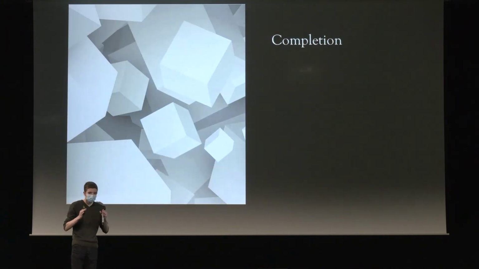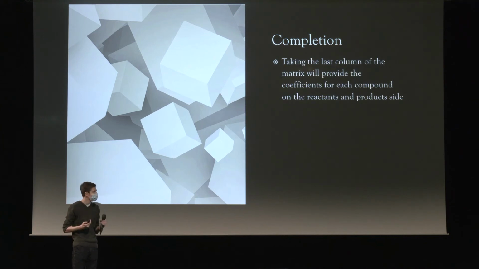And in order to finally get the coefficients, you take the last column, as I've said, and these will provide the coefficients for each of the compounds in an equation. They're also converted to integers because Python doesn't really like to deal with floating point numbers, so converting them to integers is a lot easier.